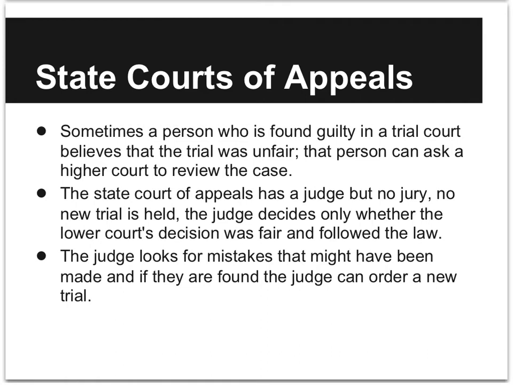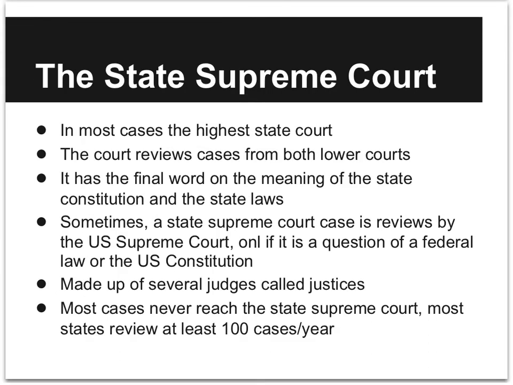The judge looks for mistakes that might have been made, and if they are found, the judge can order a new trial. The state Supreme Court. In most cases, the state Supreme Court is the highest state court. The court reviews cases from both lower courts. It has the final word on the meaning of the state constitution and the state laws.